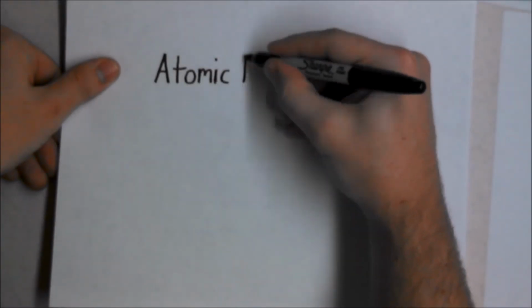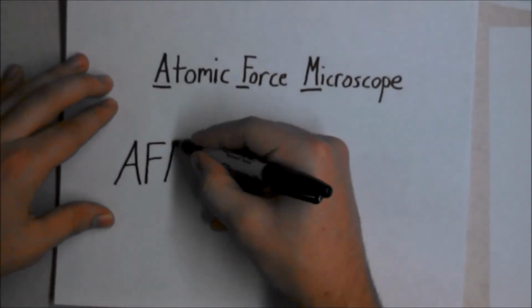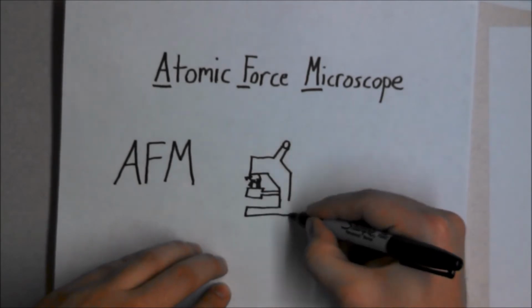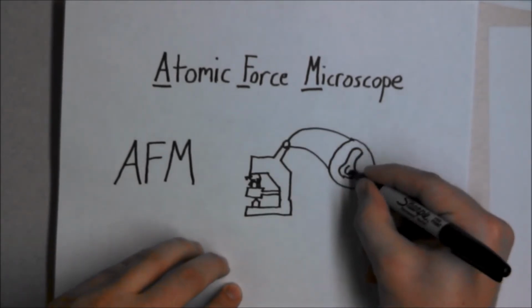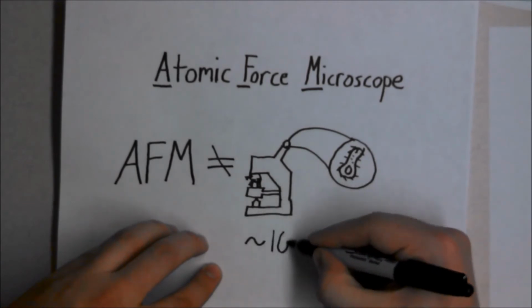Now, when you hear atomic force microscopy, which people call AFM for short, you hear the word microscope, and you might think of something that looks like this, which you used in your high school biology class to look at a paramecium you found in some pond water. But these techniques are totally different.